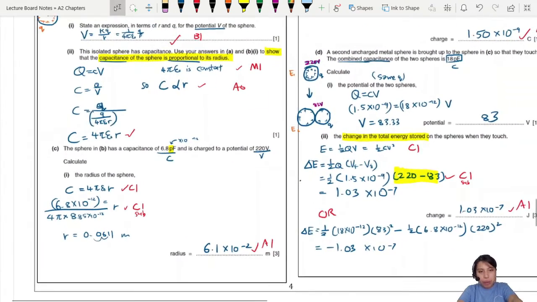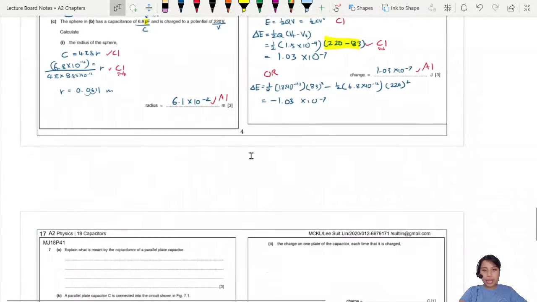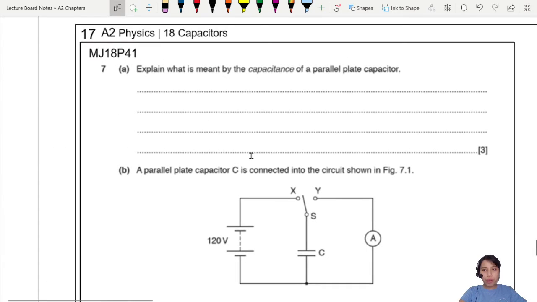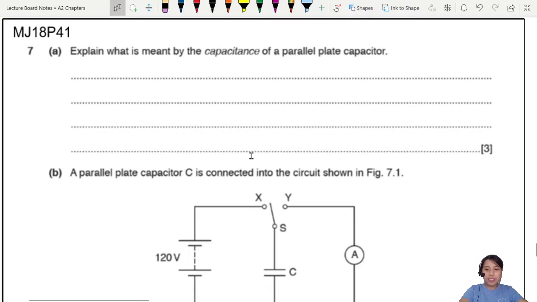That is this question about capacitance, how you can calculate capacitance of a sphere specifically. You ready for a last challenge question? Let's go and see what it's like. Okay, one more to end up this section. This is MJ18 P41, page 17, if you're looking at the handout over here.